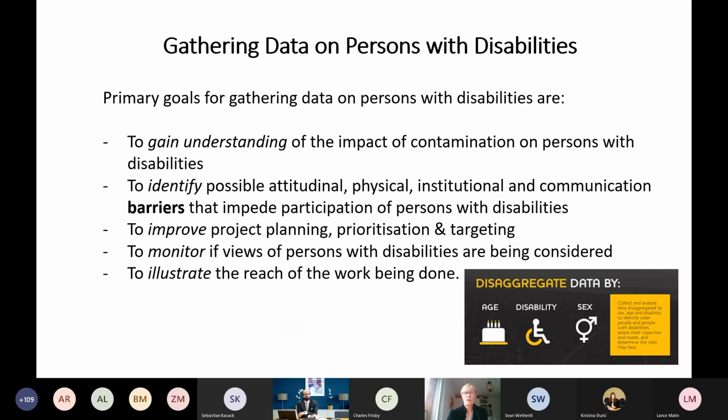As such, setting priorities for clearance, for example, does not take into consideration the impact of contamination on persons with disabilities. And our explosive ordnance risk education interventions will not target nor be designed for people living with, for example, functional limitations in mobility or in seeing and hearing.